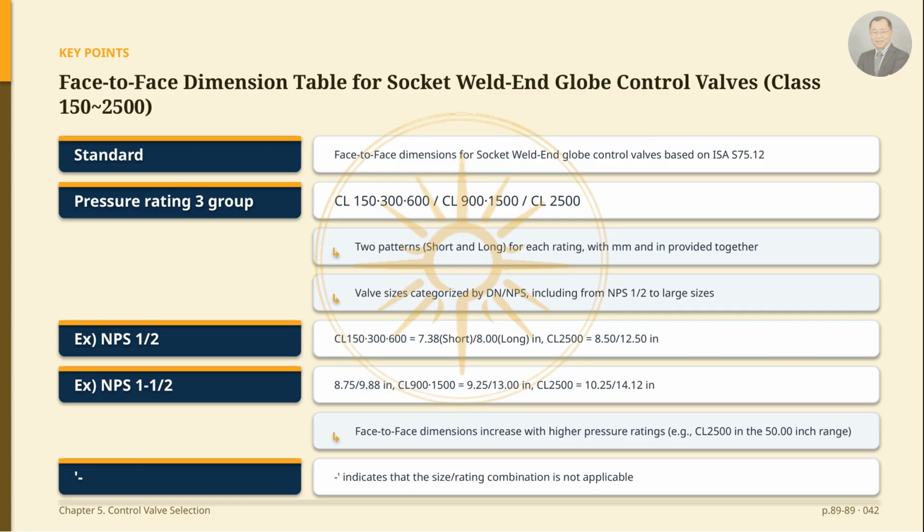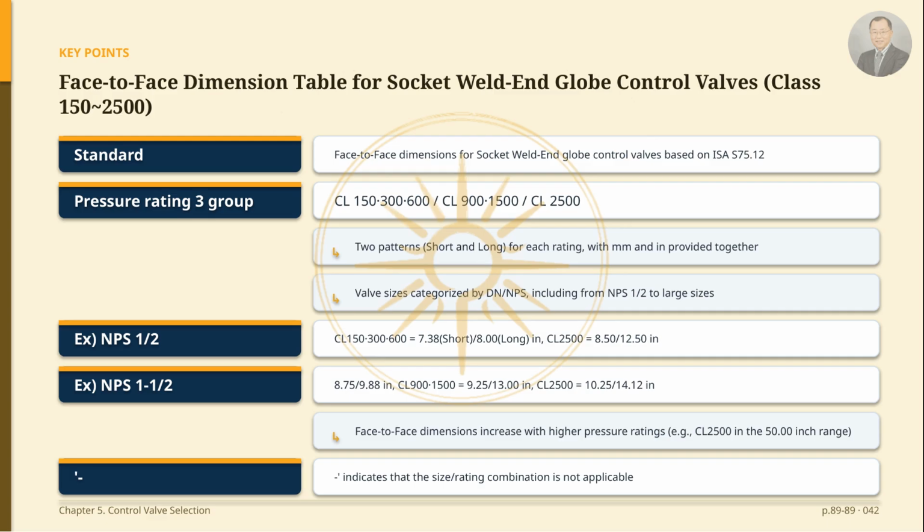The pressure classes are divided into 3 main groups: Class 150, 300, and 600 as one group, Class 900 and 1500 as another, and Class 2500 separately. Each class has 2 patterns, short and long, and dimensions are listed in both millimeters and inches. Valve sizes are categorized by DN and NPS, ranging from NPS 1/2 in to larger sizes. For example, for NPS 1/2 in, the short dimension is 7.38 inches, and the long is 8.00 inches.